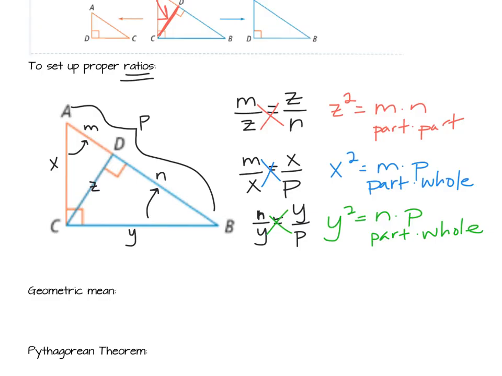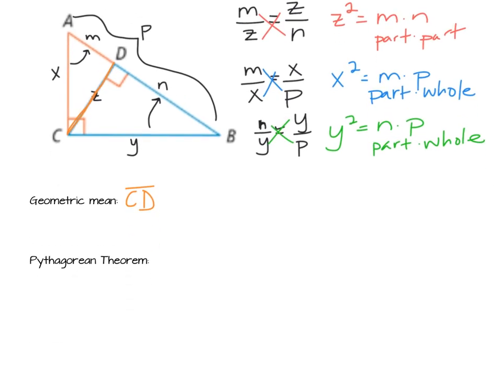Now down below, geometric mean. The length of the geometric mean is always that segment in the middle. So from C to D, that's the geometric mean of that right triangle. We can also utilize the Pythagorean theorem because we have right triangles. To use the Pythagorean theorem, what we have to remember is this is only for sides, not angles.